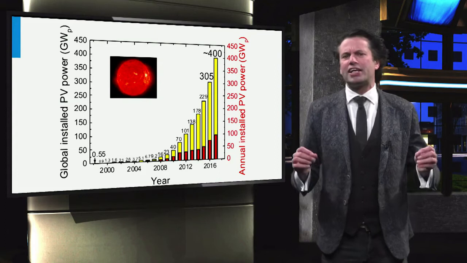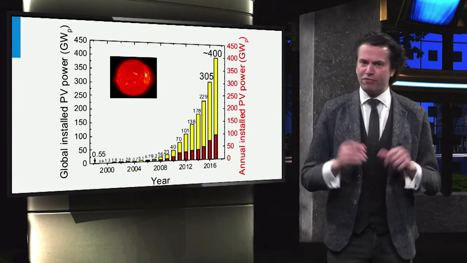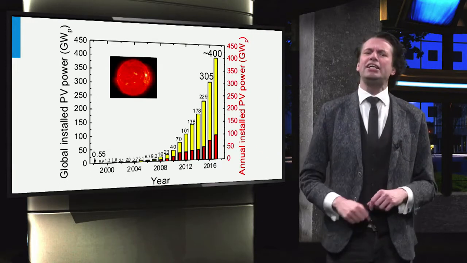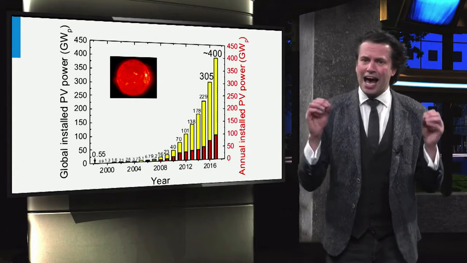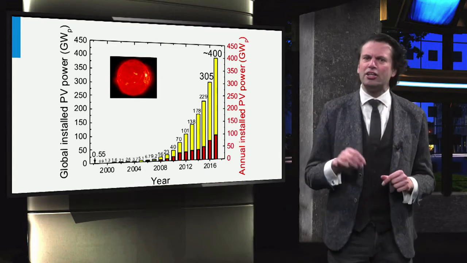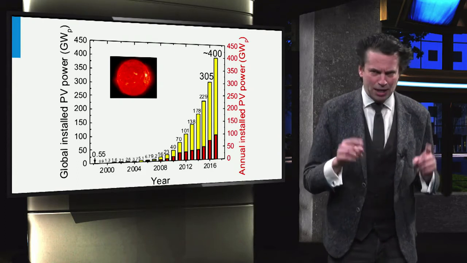The red bars indicate the worldwide annual solar cell production. The red vertical axis represents the annual production. As you can see, the annual production capacity had an exponential increase as well. Last year, a production capacity close to 100 gigawatt peak has been established.